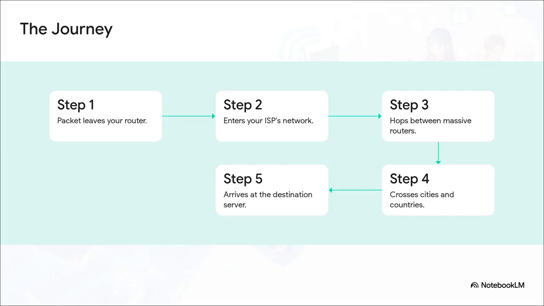And so the journey begins. The packet leaves your router, jumps onto your ISP's network, and then starts hopping between these massive, powerful routers. Each hop is just a stop at another router that looks at the destination address and says, okay, you need to go that way, and sends it along the best path. This journey can cross cities, oceans, and entire continents in the blink of an eye.